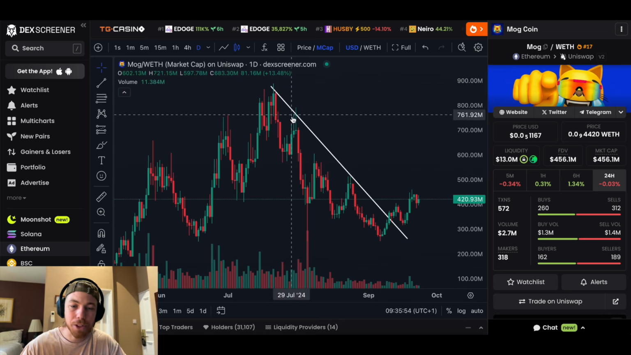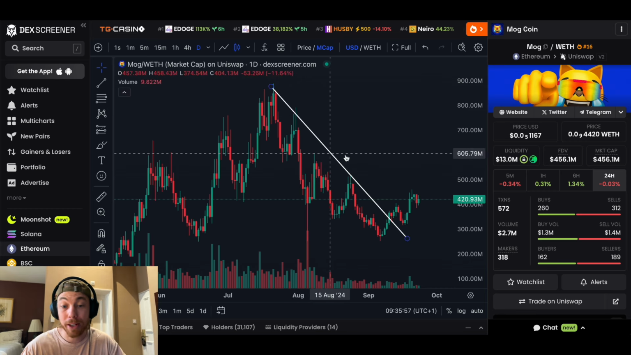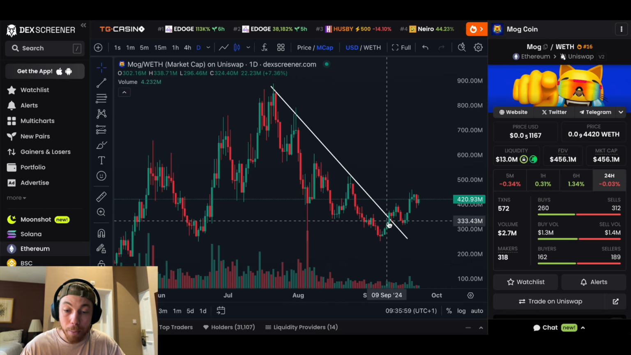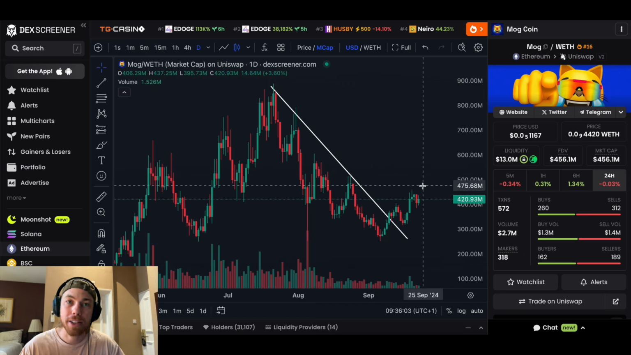Because this is essentially resistance. Resistance, we didn't quite even get there. Resistance again, and then we broke resistance. We then retested it as support, and then we're off to the races more recently.